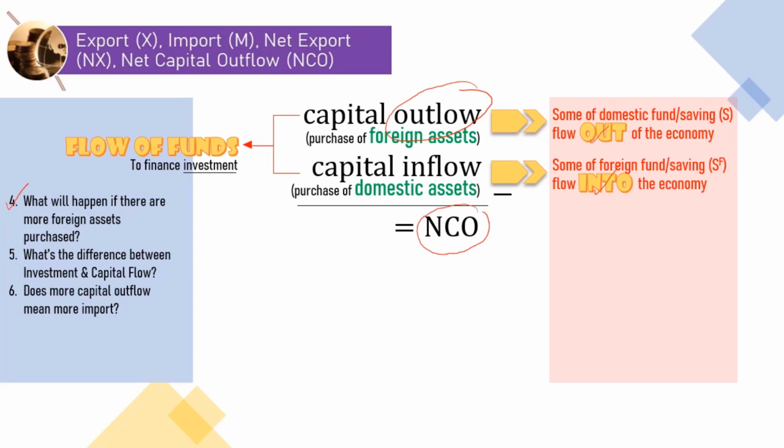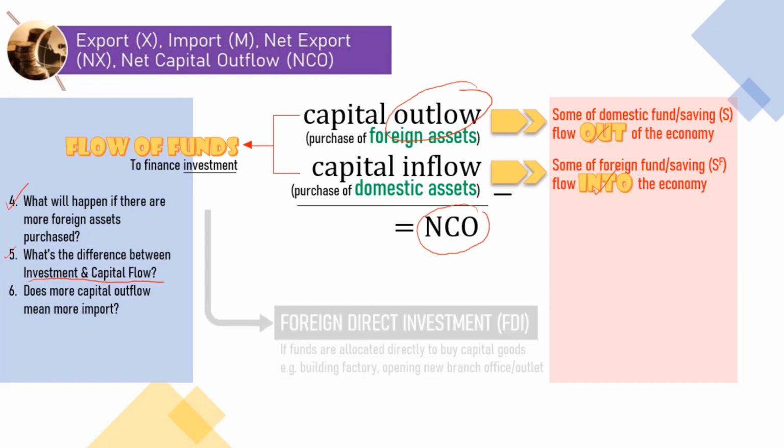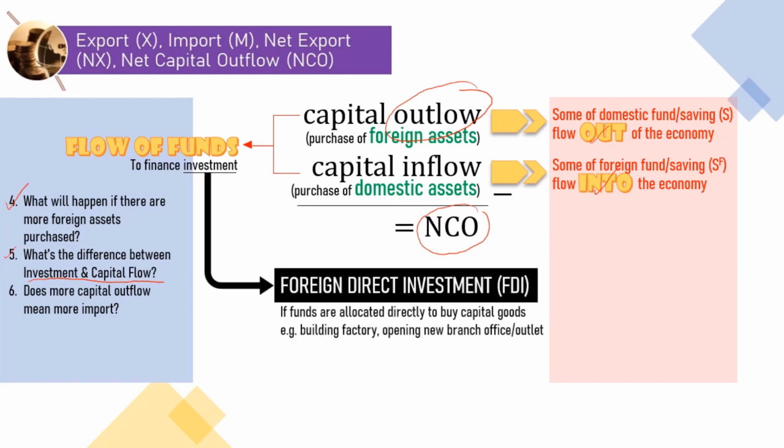Next, we notice from the previous slide that investment is different from capital flow. Capital flow is the fund to finance I, the physical investment, not the investment itself. Then, what kind of investment is financed using the flow of capital funds? If the funds are allocated directly to buy capital goods, the investment is called foreign direct investment. For instance, firms may build a new factory, open a new branch, new office, or new outlet abroad. And in return, the fund will then go to the destination country.